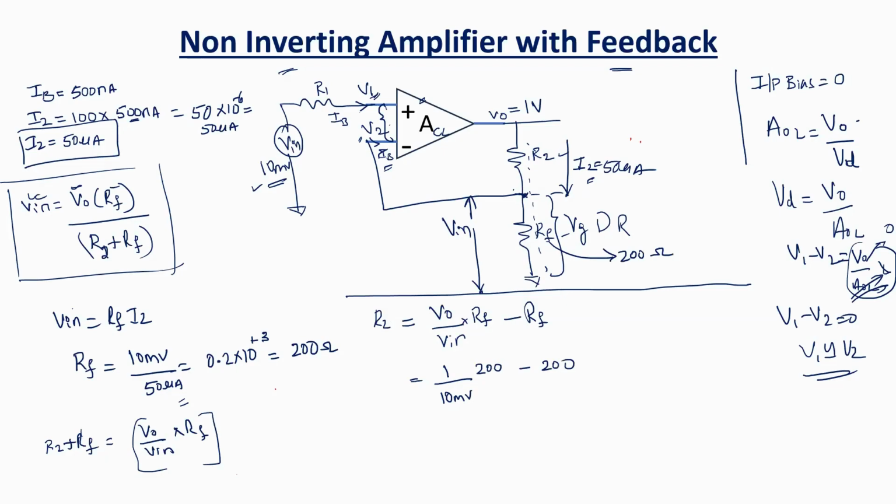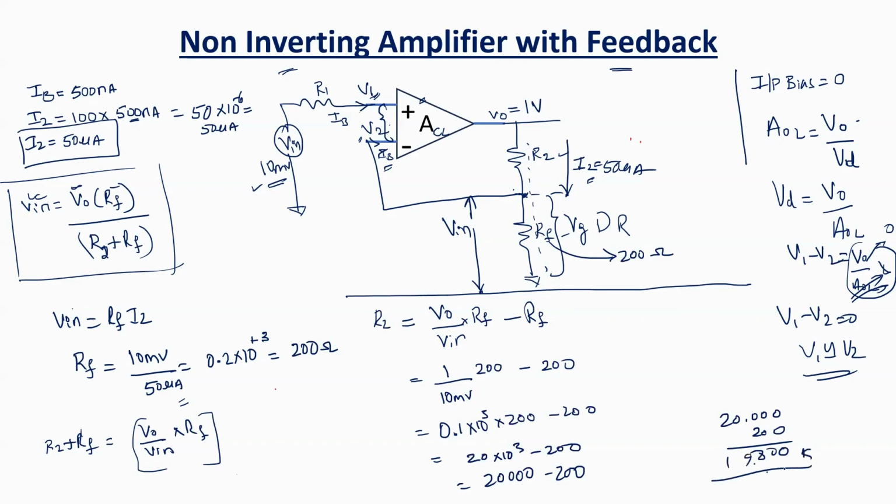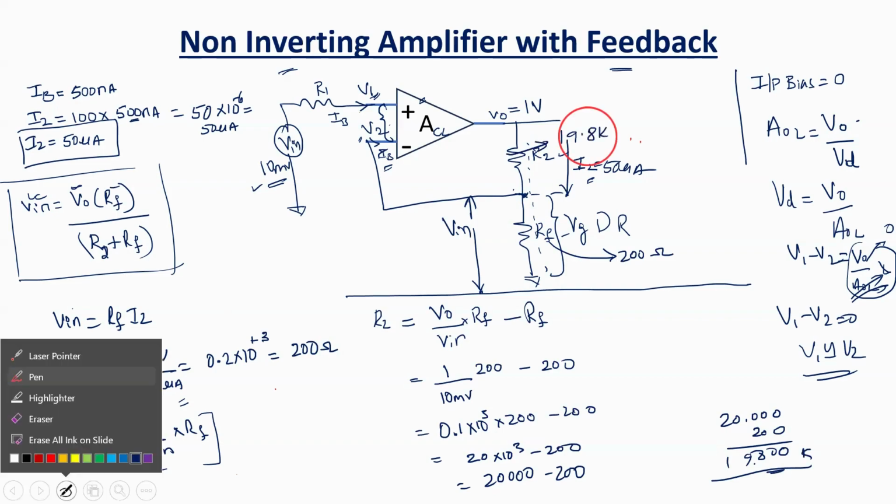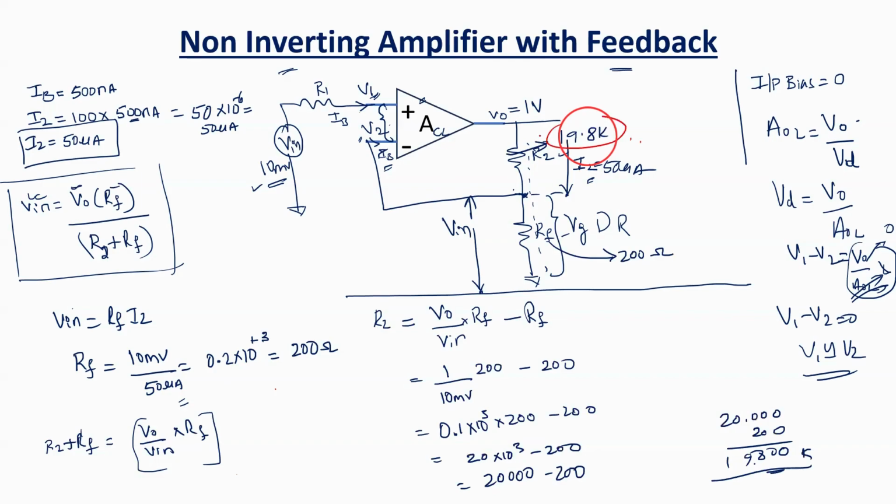1 divided by, this is nothing but here, 0.1 into 10 to the power of 3 into 200 minus 200. Once again, it's 20 into 10 to the power of 3 minus 200, which is equal to 20.0 K minus 200, which is 19.8 K here. So you got it: R2 is 19.8 K, RF is 200 ohms.